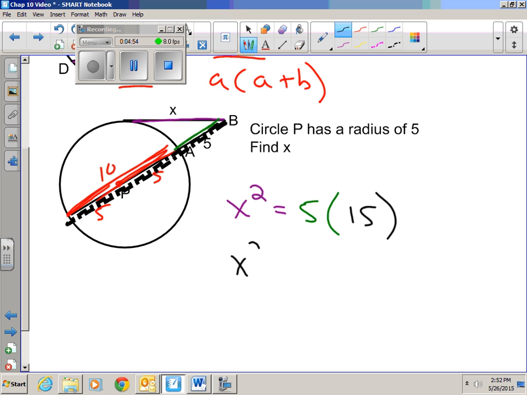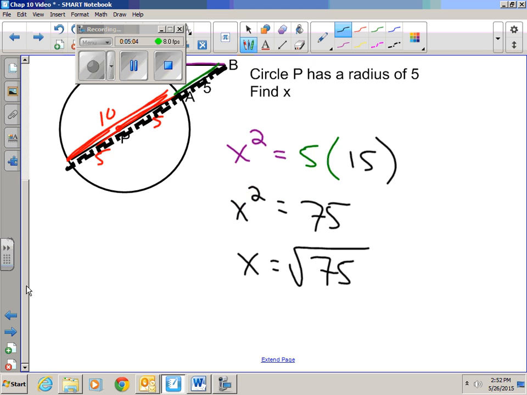So X squared is equal to 5 times 15, which is 75. X is going to equal root 75. And using what we know about radicals, inside the 75, that's 25 times 3. I can pull that 25 out, and it becomes a 5. So this now equals 5 root 3.